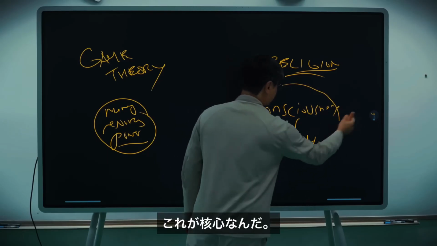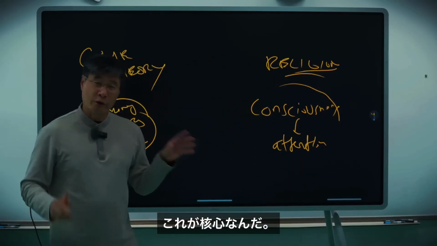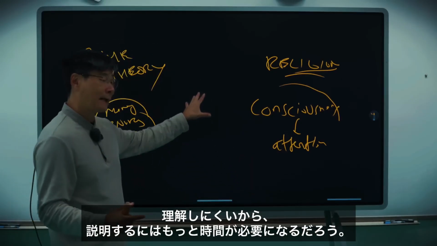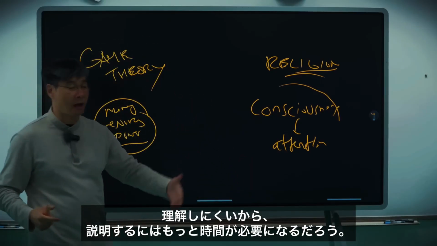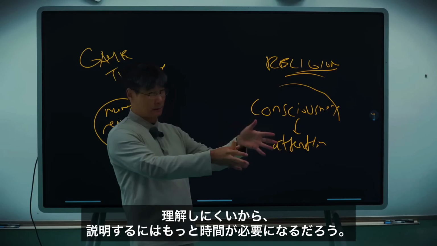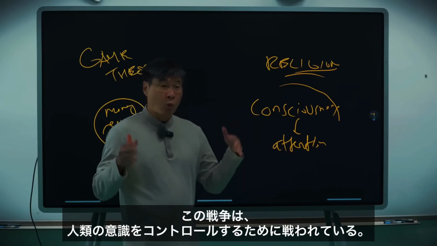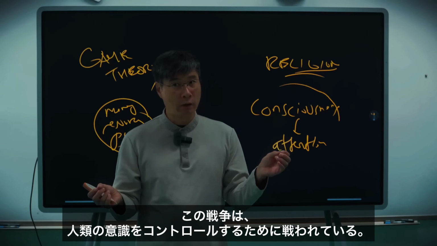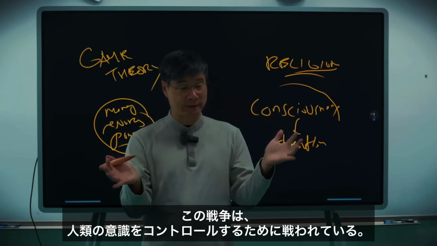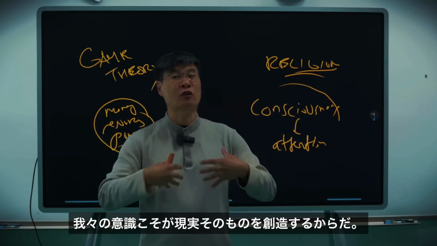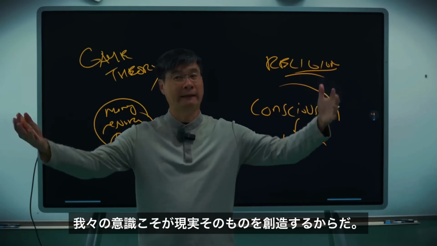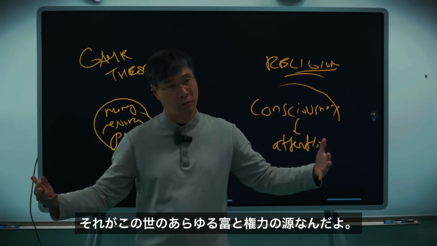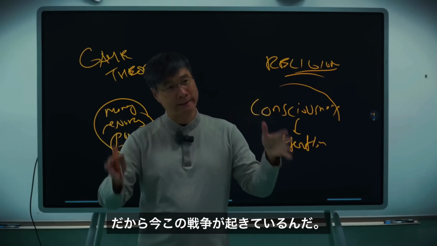Okay? This is it, guys, okay? Once you understand this idea, you understand everything. But this is a hard idea to understand, so I'll need some time to actually explain this, all right? This war is being fought to control the consciousness of the human race. Because it is our consciousness that creates reality itself. That's the source of all wealth and all power in this world. Okay? That's why this is happening.